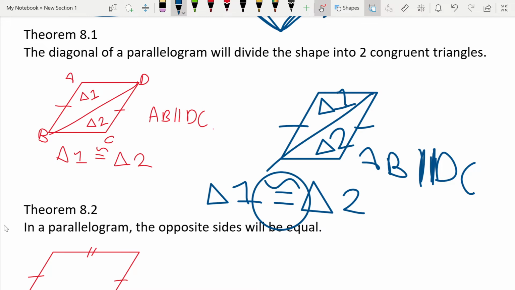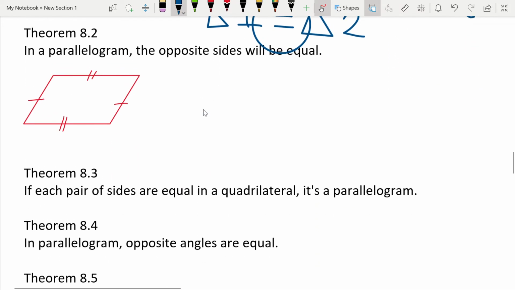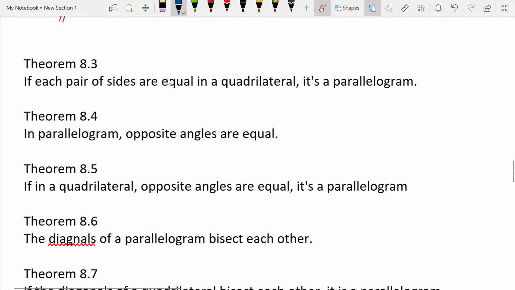The next one is Theorem 8.2. In a parallelogram, the opposite sides will be equal. We have learned how a parallelogram is. Then we've got Theorem 8.3. If each pair of opposite sides are equal in a quadrilateral, it's a parallelogram. Let's put it like that.